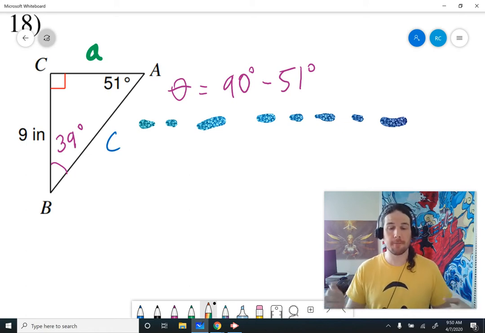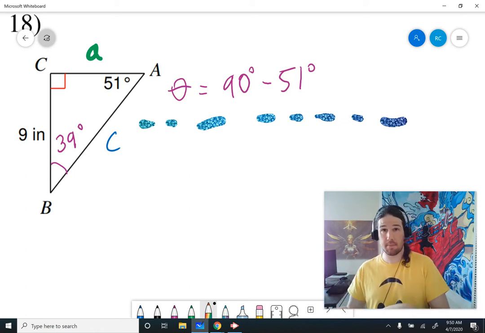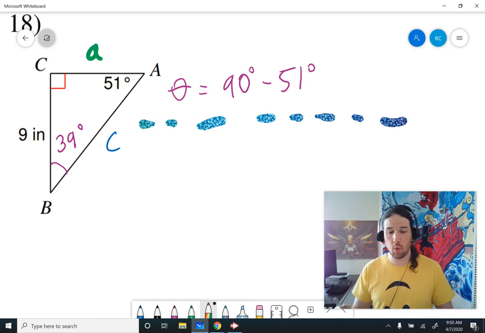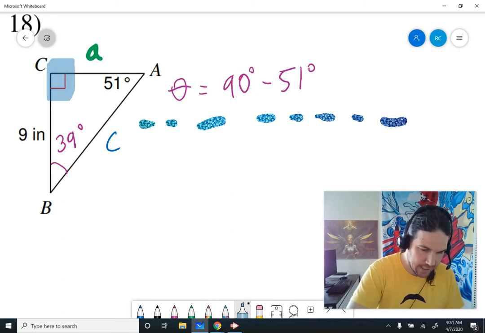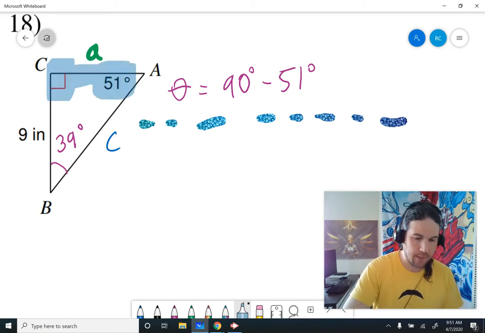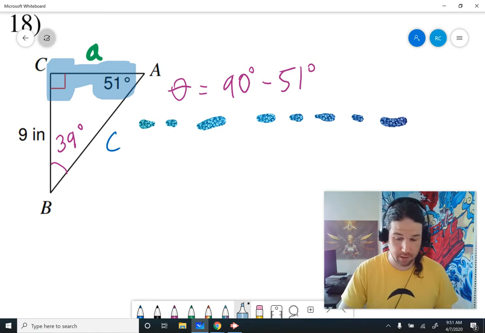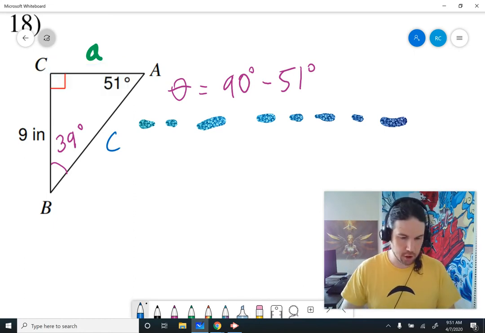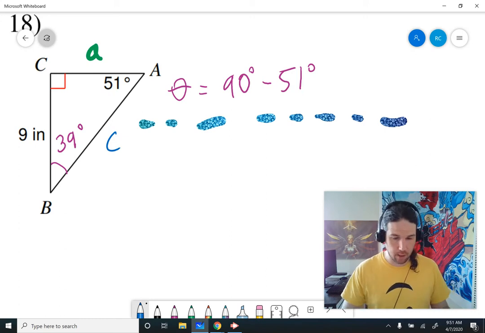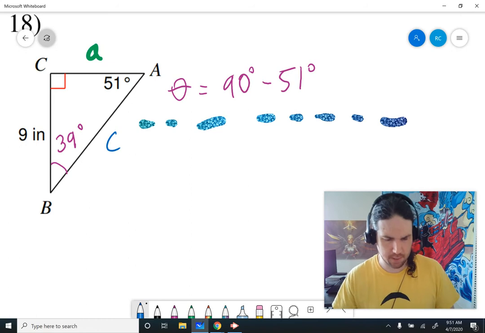If you are uncomfortable with that just 90 minus the other angle thing, you could always have all three angles add up to 180, right? You could say 90 plus 51 and then subtract that off of 180. That would also be just fine. Okay. So I'm looking for A, I'm looking for C. Let's start with the hypotenuse this time.